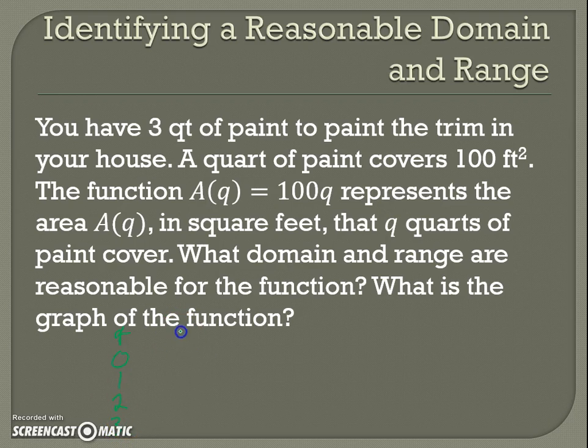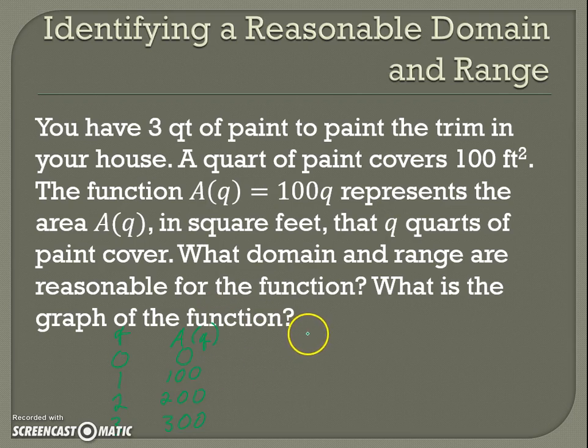And then if I'm going to write a domain, the way I find the range is by substituting or evaluating for all of these. So if I use 0 quarts of paint, how much area have I painted? Well, 0. If I use 1 quart, it's 100. If I use 2 quarts, it's 200. 3 quarts would be 300. So this looks like a real complicated, wordy problem, but it's really pretty simple. Here's my domain right here, the quarts of paint I could use. I can't use more than 3 because that's all I have. Here's the area that I could cover with that.